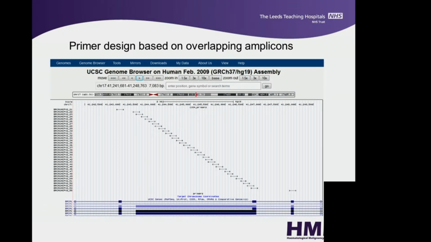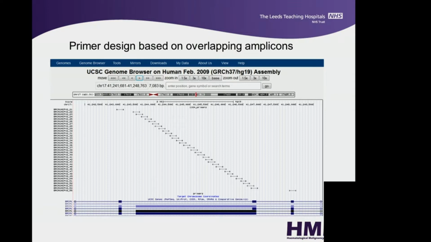So primer design is based on overlapping amplicons. And again, although this is BRCA1, this could be any particular long exon. This could actually be ASXL1, which is a single long exon containing 23 amplicons in our system. We have overlapping primers, so every single base on our amplicon system is probably covered by at least 2 amplicons. So if you have a poorly performing amplicon, it's possibly not essential because it will be covered by a different amplicon.